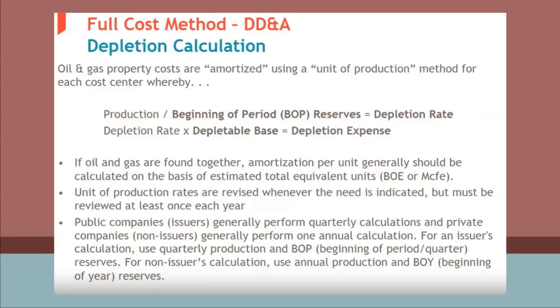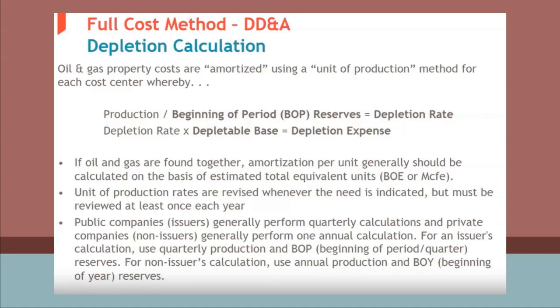Unit of production rates are revised whenever the need is indicated, but must be reviewed at least once a year. So every company has got to calculate depletion at least once a year. If there's a significant acquisition or a significant disposal, that is going to manipulate the pool that you're depleting significantly. You evaluate, and if it is significant, then that could trigger a need to revise the depletion rate, the unit of production rate.